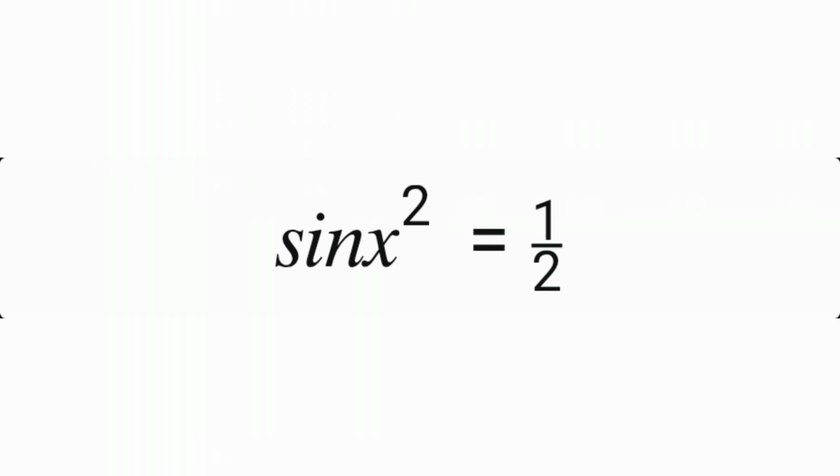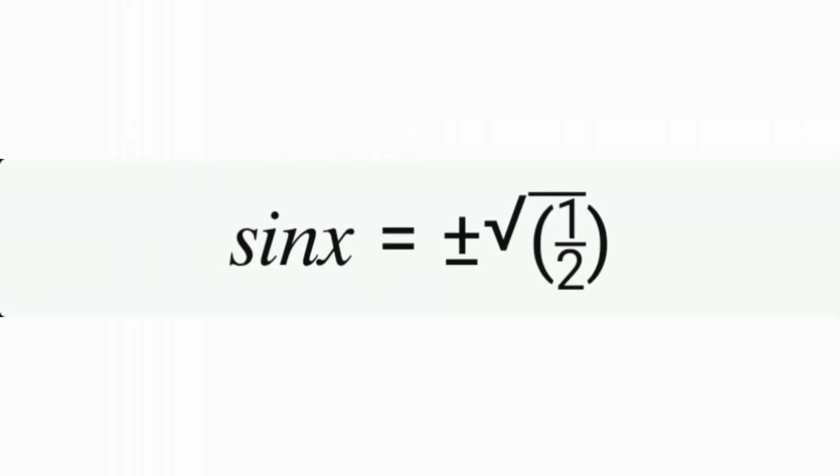Then from this part here, we're interested in x, so we are going to take the square root on the left hand side and on the right hand side. So taking the square root of sine squared of x, we will be left with sine x, and on the right hand side we will have plus or minus square root of half, because when you square a negative number you obtain a positive number.